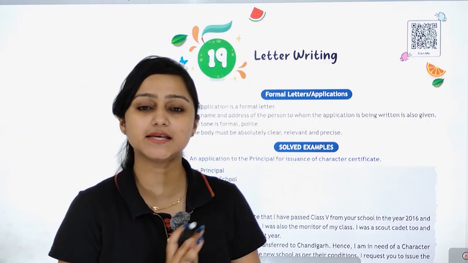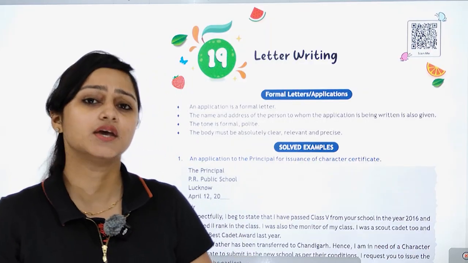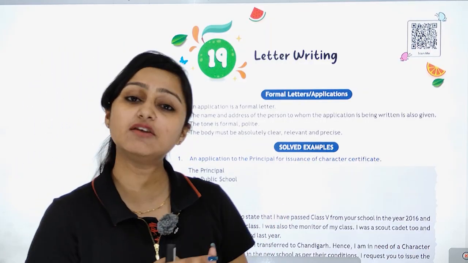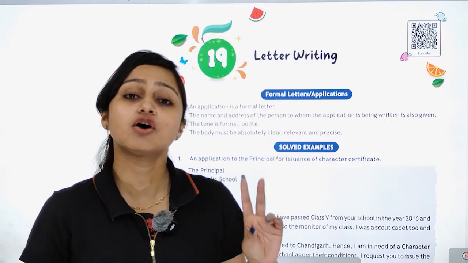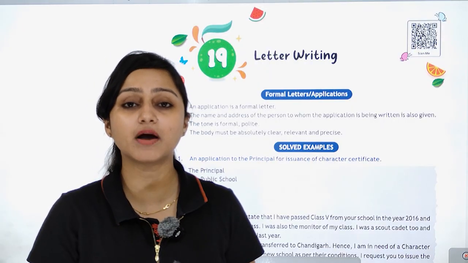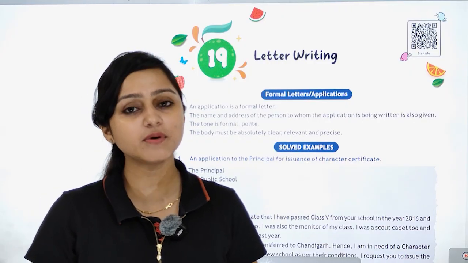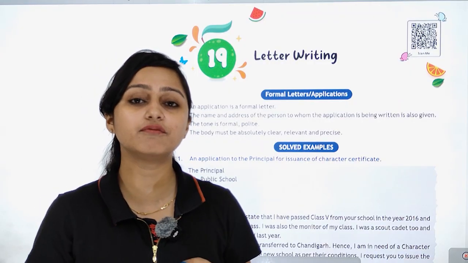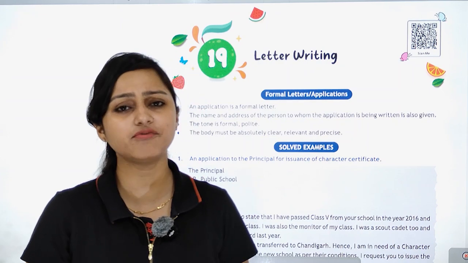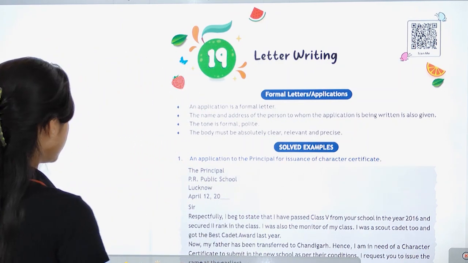With the lesson number 19 of your class 6 English grammar, that is letter writing. You know, there are two types of letter, informal letter and formal letter. Formal letter we write for the official purpose, like for school, for companies, for anywhere. Officially we use formal letters, and informal letters we use for our relatives, friends and family, for sending invitations. So let's begin with this.